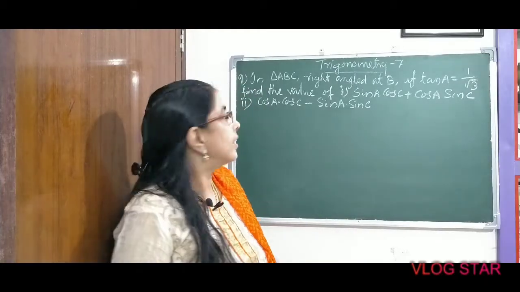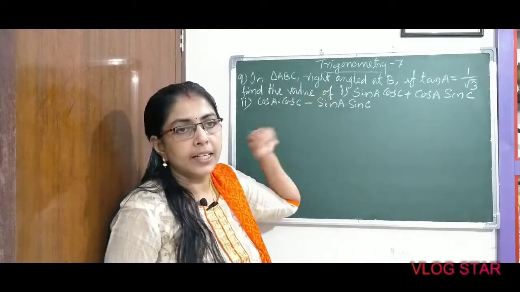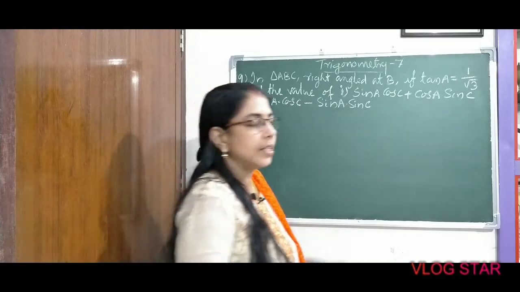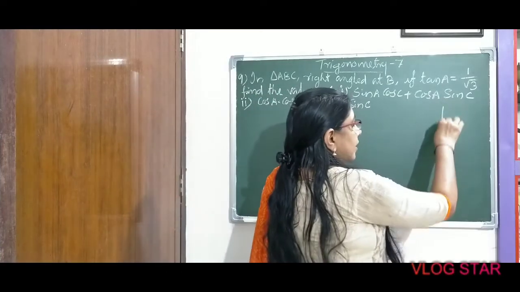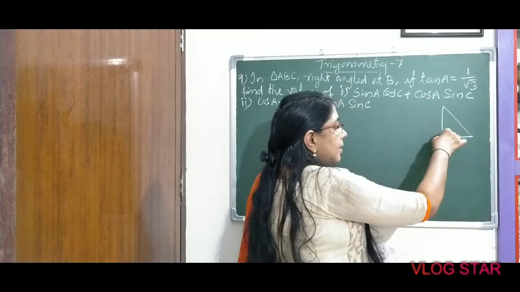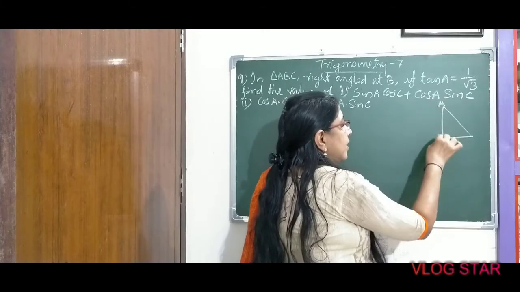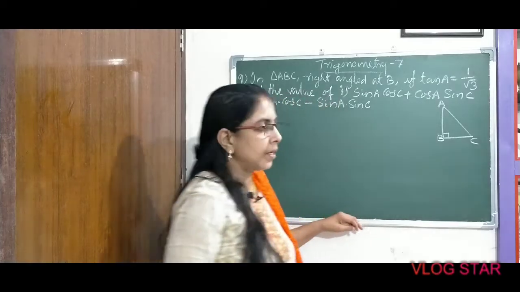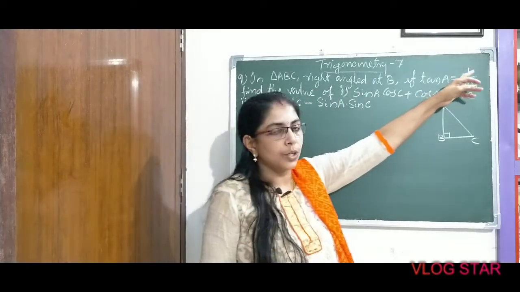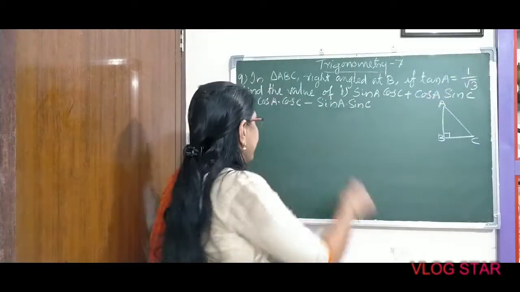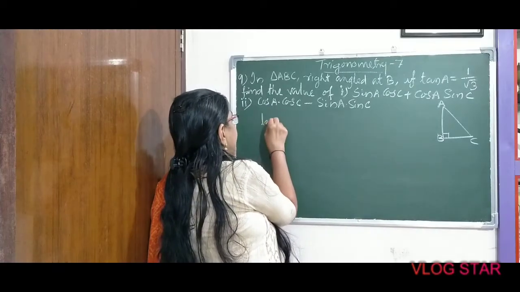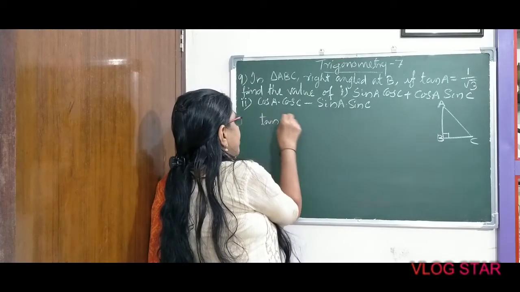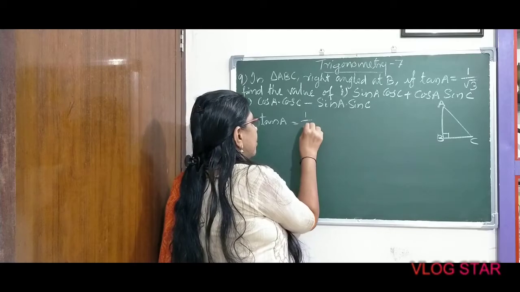It is given that ABC is a right angle at B. First draw that right triangle. Let ABC be a right triangle at B. It is given that tan A is equal to 1 upon root 3.